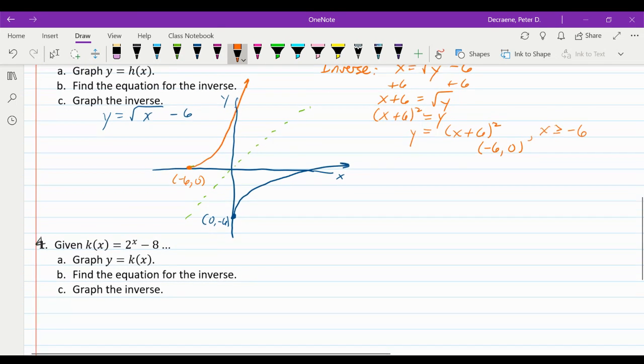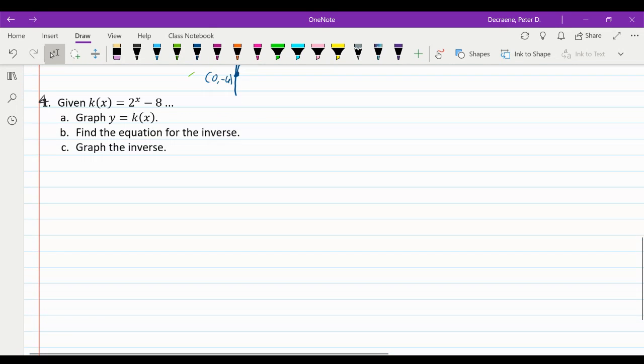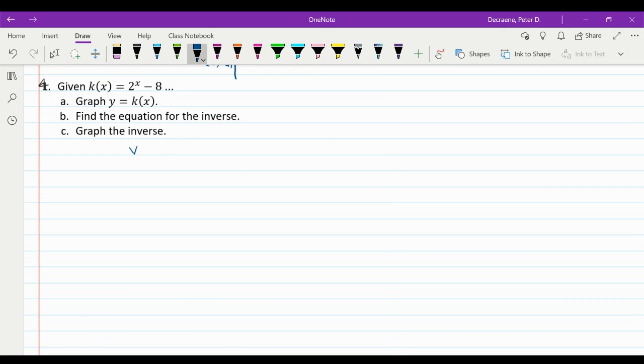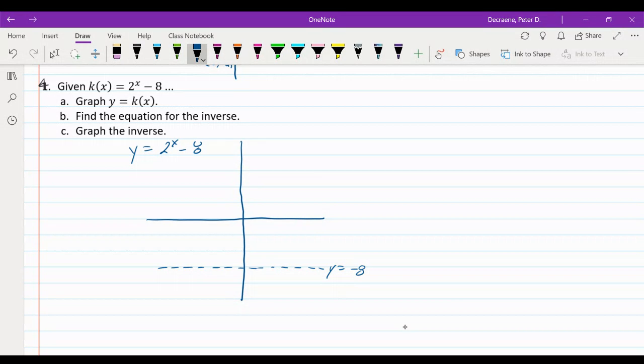So the last one here, k of x equals 2 to the x minus 8. This is the exponential function that we've been working with for a while. So y equals 2 to the x minus 8. Remember, that gives us a graph. It's a growth because it's 2 to the x, and it's shifted down 8. So down here somewhere, we have an asymptote at y equals -8, and we just kind of draw in the graph. It's going to be growth, something like that. And this point here we know is 0, -7, because we plug in 0 for x. 2 to the 0 is 1, minus 8 is -7.